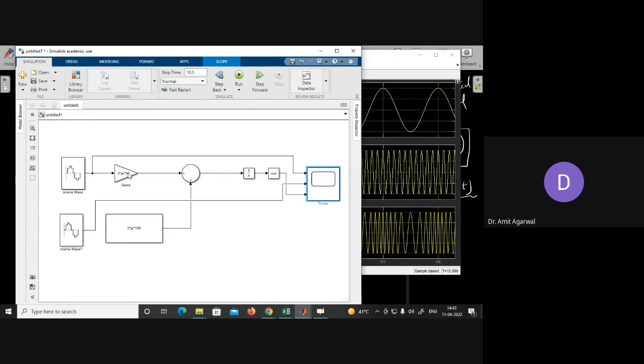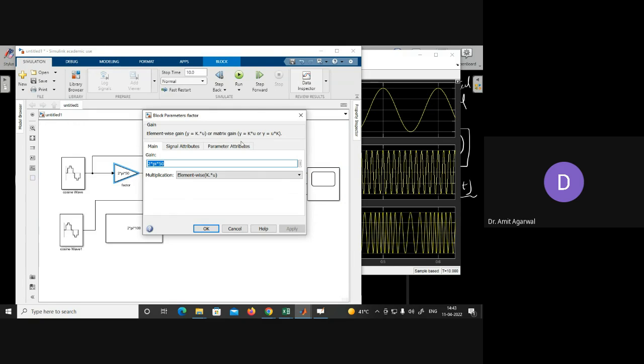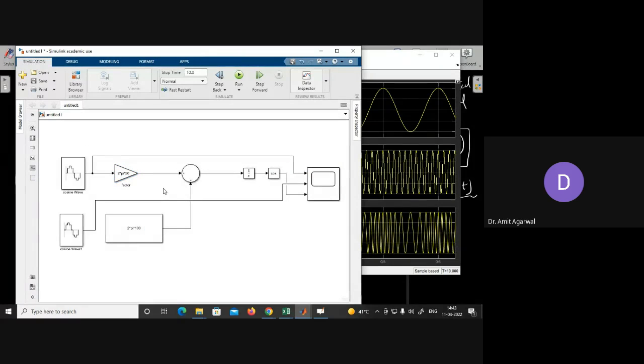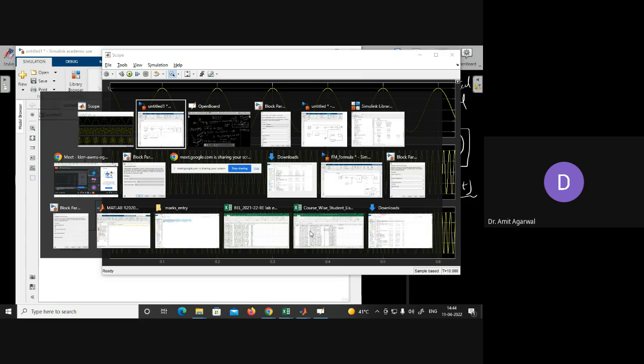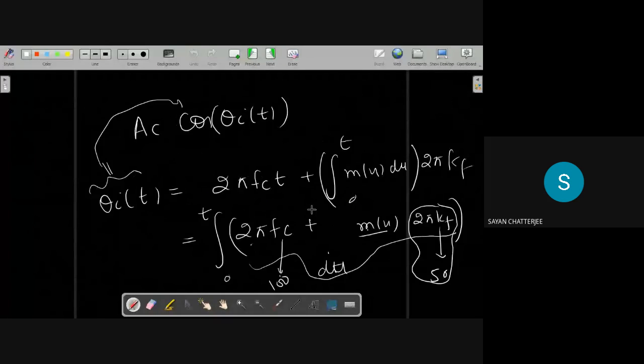अब बताओ, अगर मैं kf की वैल्यू 25 करूंगा तो कहाँ पे चेंजेस करने होंगे, किस ब्लॉक में चेंज करने होंगे? सर, फैक्टर वाला 2/50 जो है, क्योंकि वो मैसेज सिग्नल से मल्टीप्लाई हो रहा है.